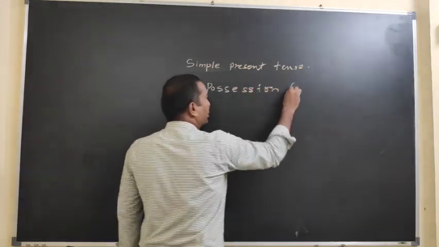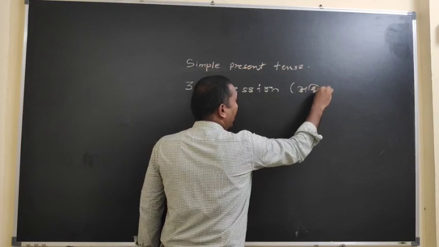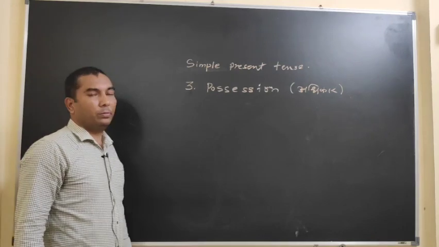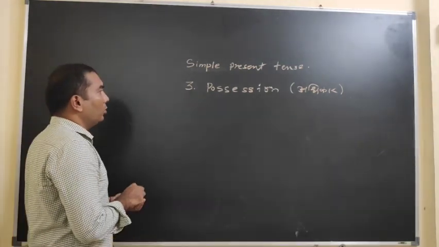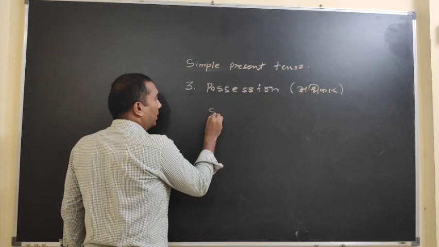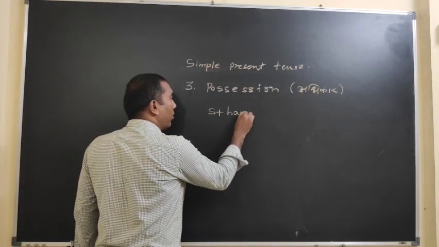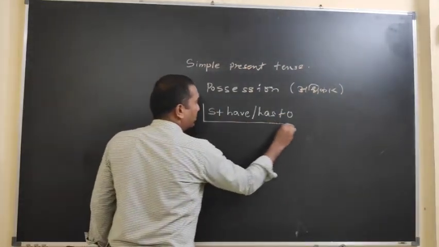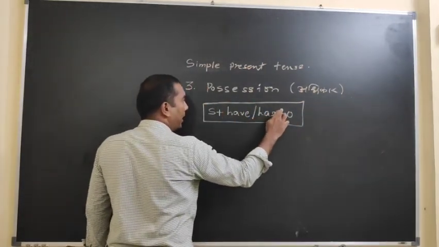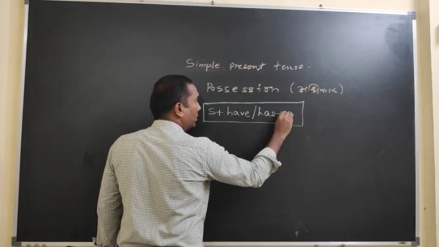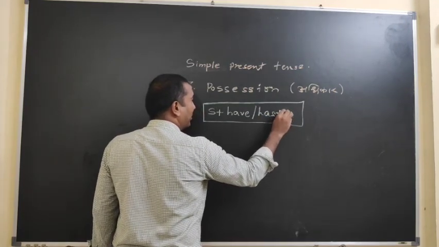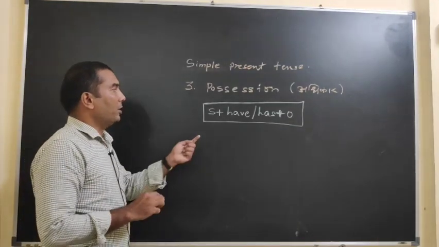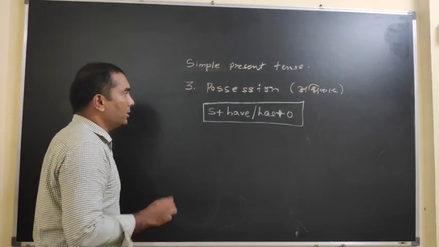possession. Now possession means adhikar. I have told you in the last lecture that possession means adhikar. Now look here. What was the formula? Subject plus have or has plus object. Remember one thing, this particular plus sign is creating the problem for us, but understand it properly. Subject have or has plus object.